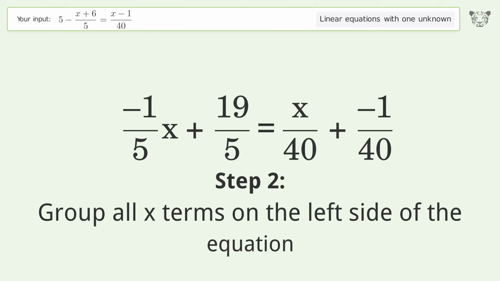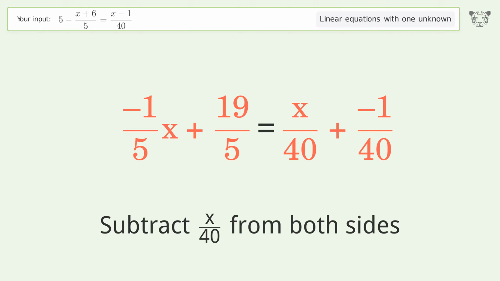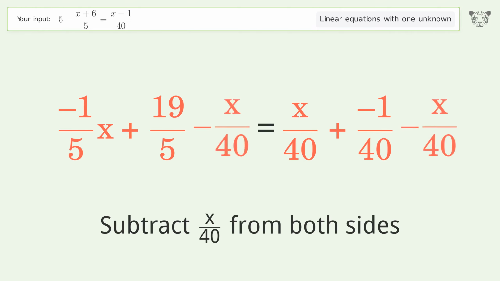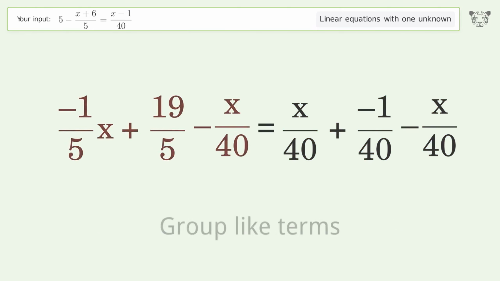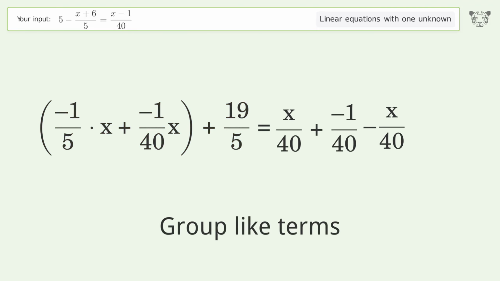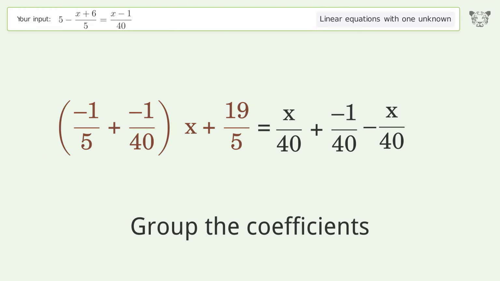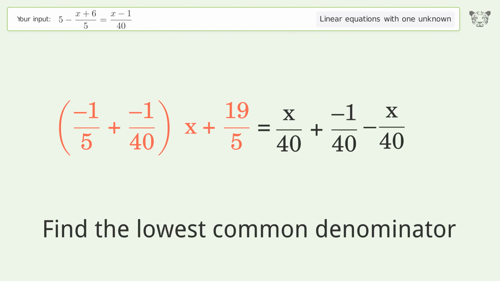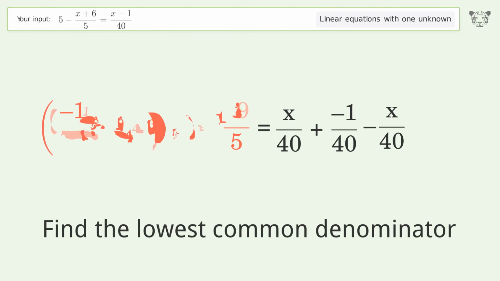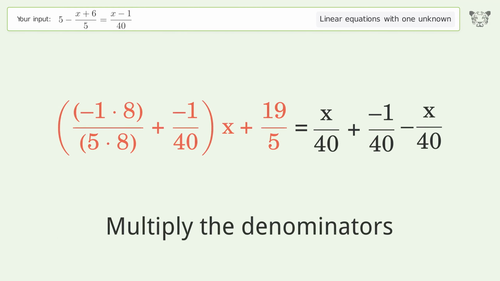Group all x terms on the left side of the equation. Subtract 10 over 40 from both sides. Group like terms. Group the coefficients. Find the lowest common denominator. Multiply the denominators.